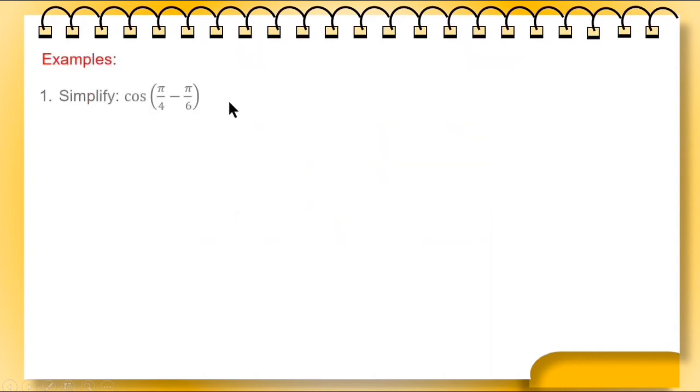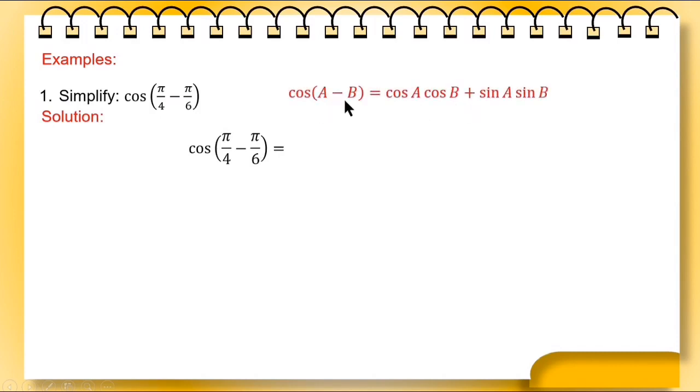Examples. Number 1, simplify cosine of pi over 4 minus pi over 6. We can use sum and difference identities in solving problems involving circular function values of sum or difference of angles. So to solve for cosine of pi over 4 minus pi over 6, we use this identity. Cosine of a minus b is equal to cosine a times cosine b plus sine a times sine b, where a is pi over 4 and b is pi over 6. Hence, we follow this identity, we have cosine pi over 4 times cosine pi over 6 plus sine pi over 4 times sine pi over 6.